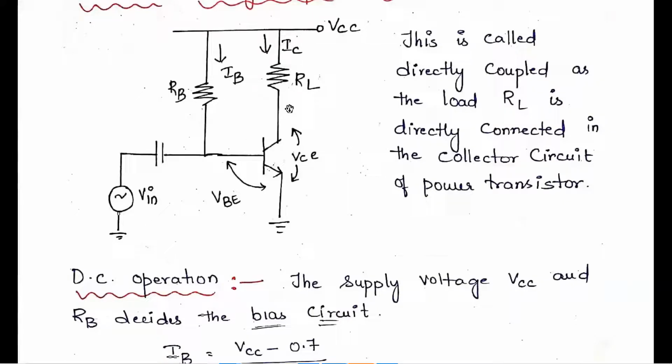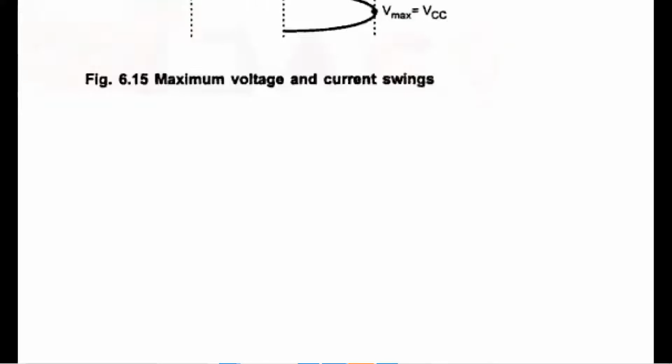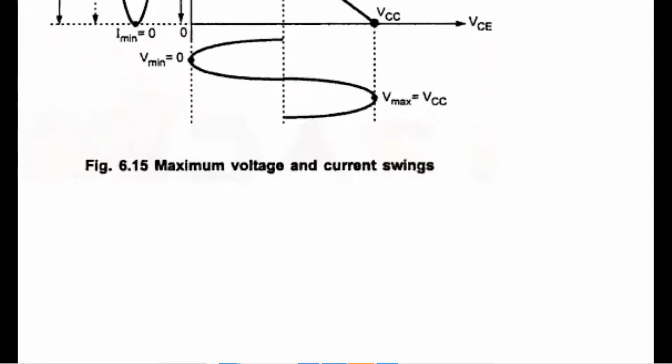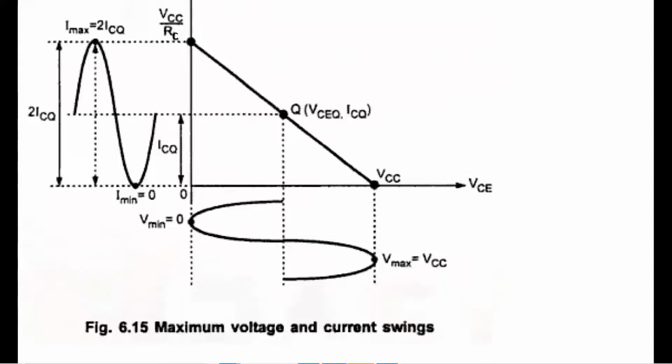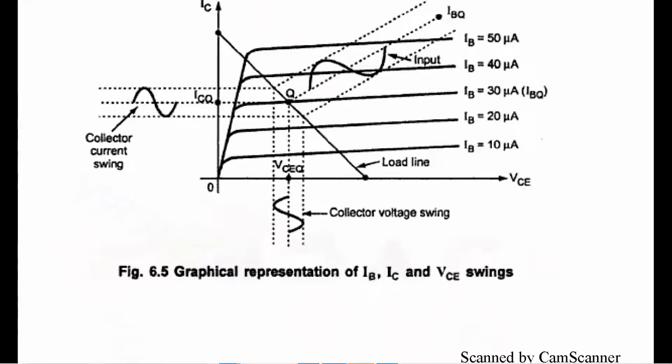Now this collector current is sinusoidal. See, DC signal means constant. Sinusoidal signal means varying, isn't it? Sinusoidal signal increasing and decreasing, it's a varying signal. So because of this variation of this sinusoidal current signal, the corresponding VCE changes, but along the load line. Okay, so that is the explanation for this particular graph.